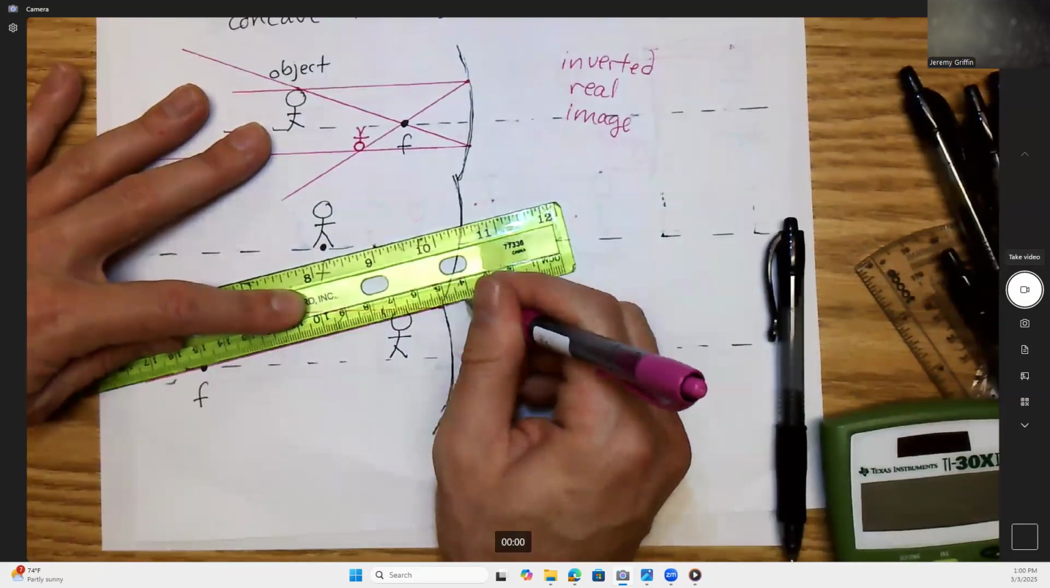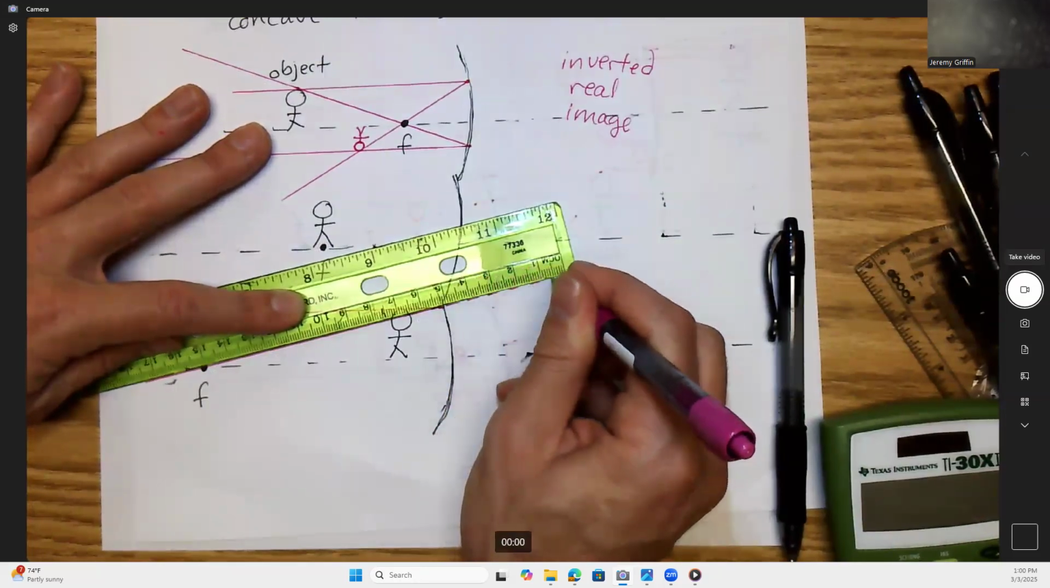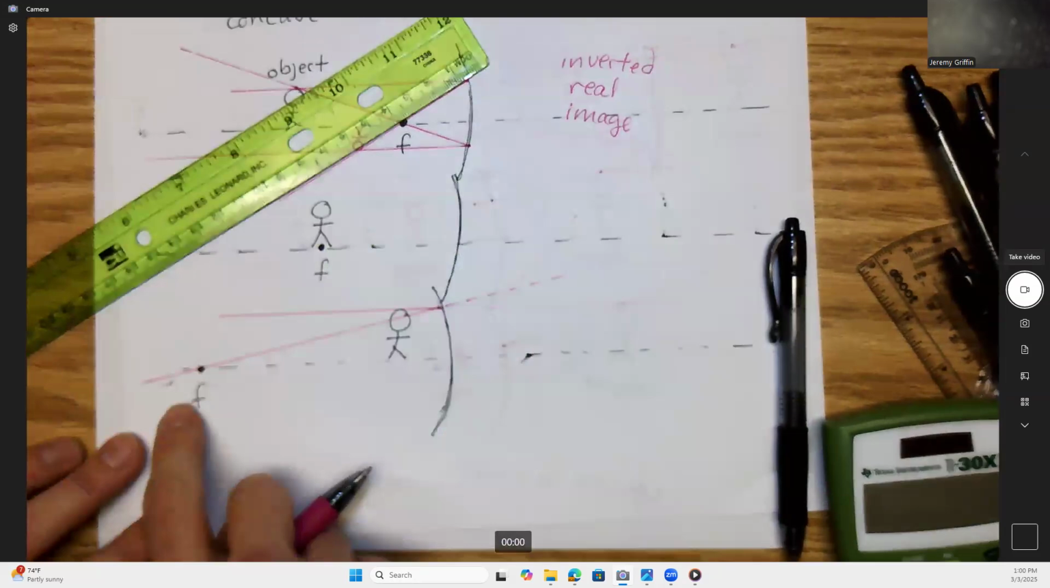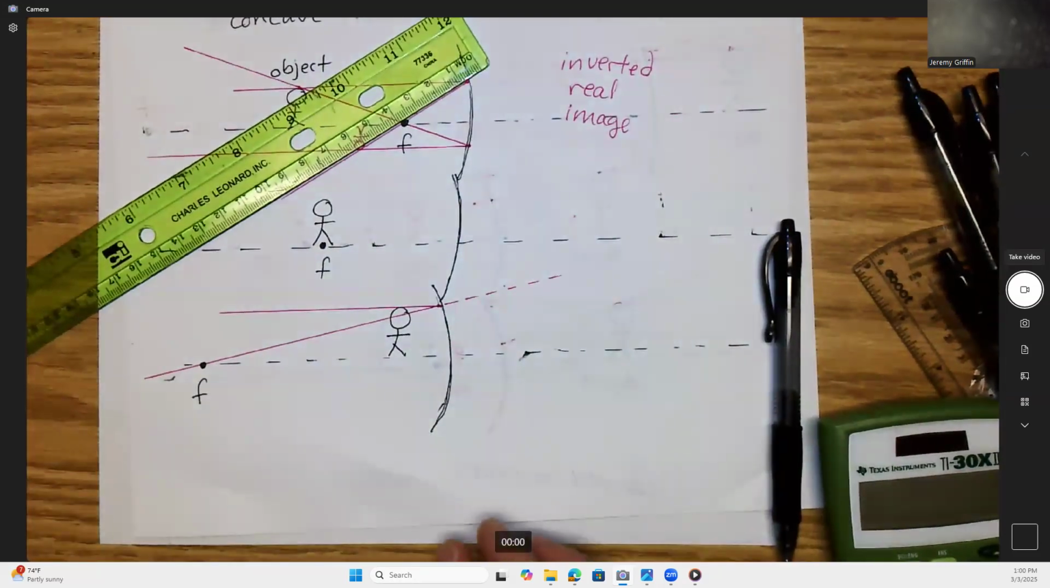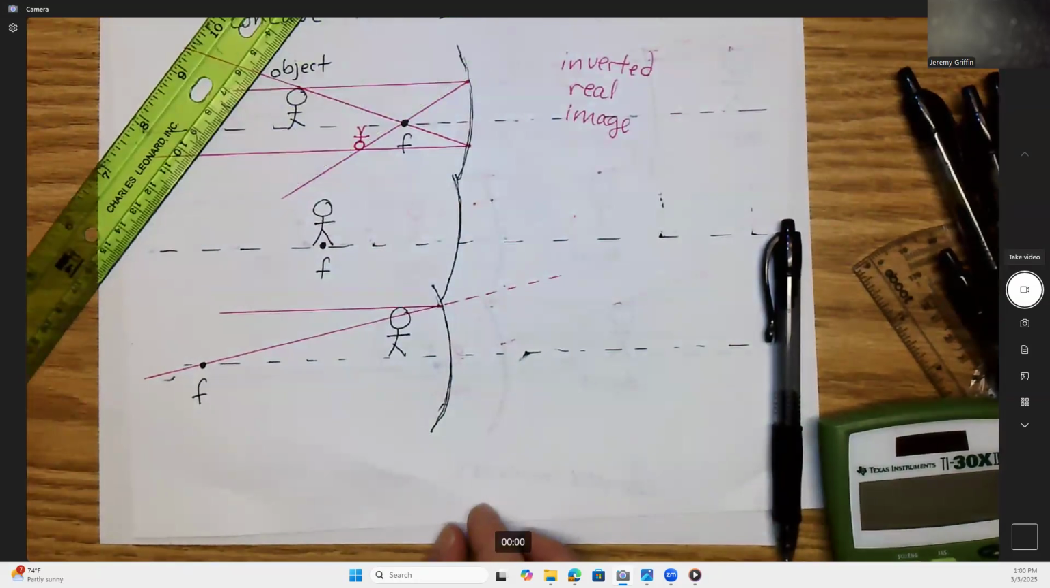Now, before you move your ruler, go ahead and extrapolate backwards behind the mirror. Because you're going to say, well, it looks like that ray came from that direction. Even though, of course, no light actually crosses through the mirror. But if it did, it looks like it came out. Okay, very good.